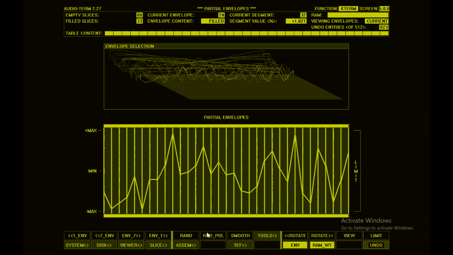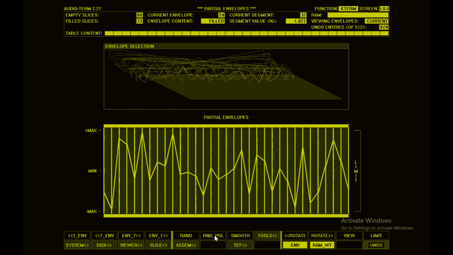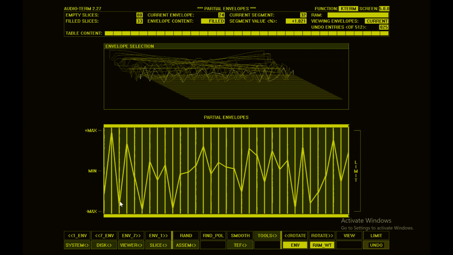Random polarity. We've seen something like this before where randomly a low point will become high, a negative will become a positive, or a positive will become a negative. So random polarity, here we go. Let's watch that one, see what happens. Yeah, it went down there, didn't it? Okay, I think we understand it.